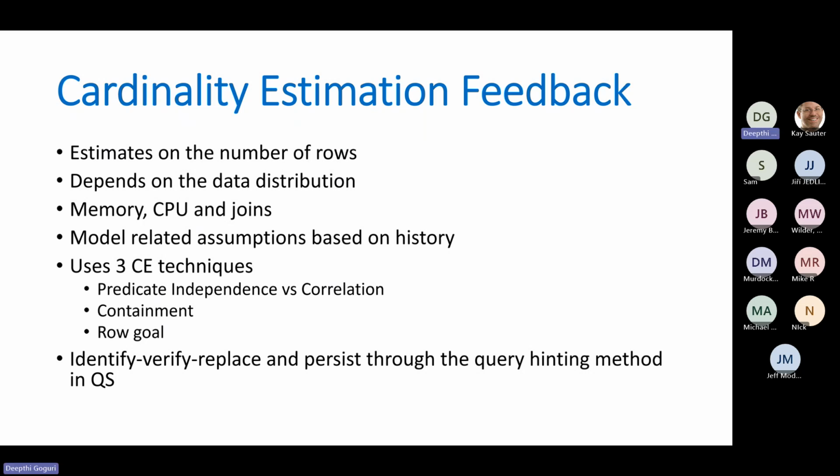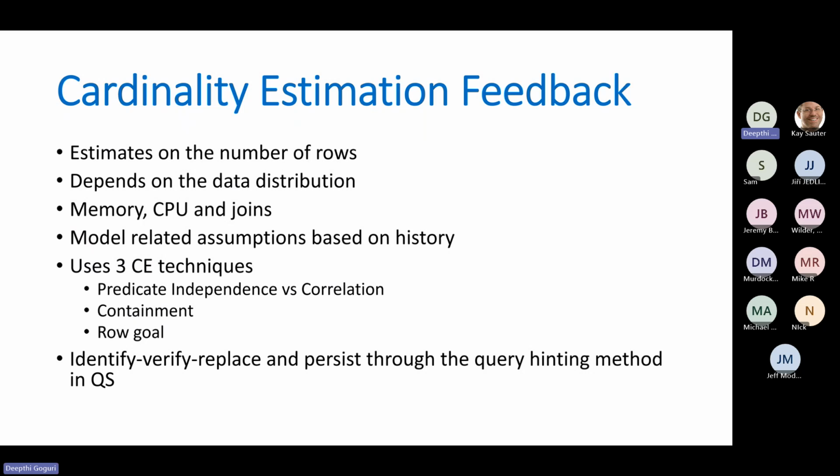The first technique is predicate independence versus correlation. For example, if you are running select star from a table where city is Frankfurt and zip code is this much, both of the columns are interlinked, right? They are related: the state and the city, or the city and the zip code. So if they are related, the cardinality estimate works differently and not optimally.